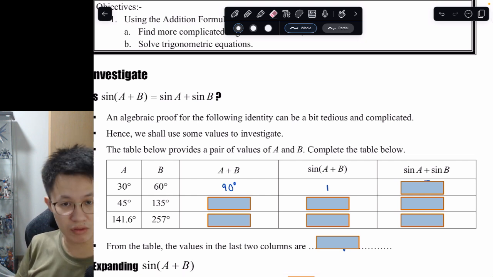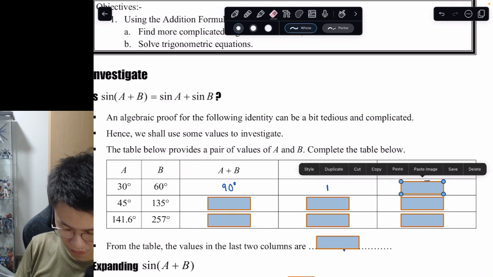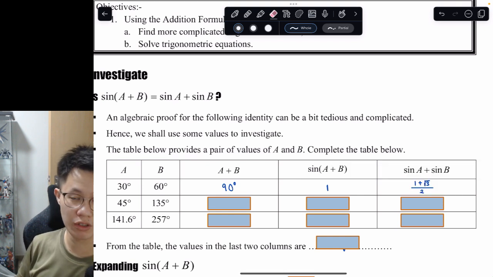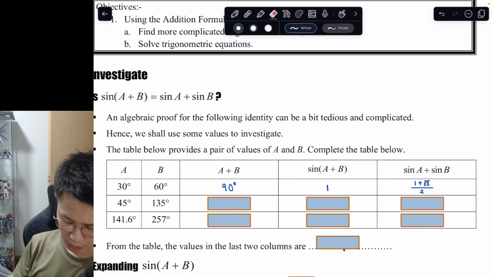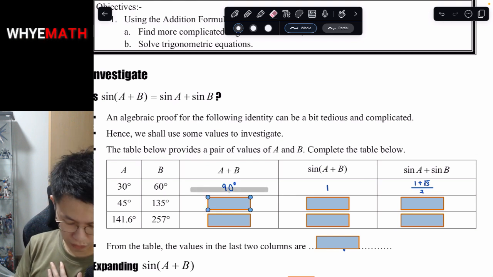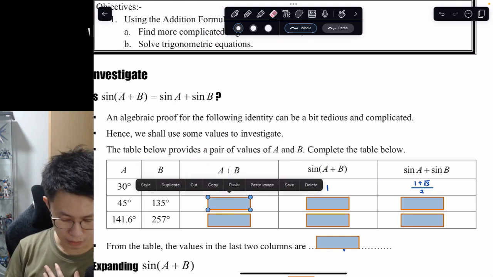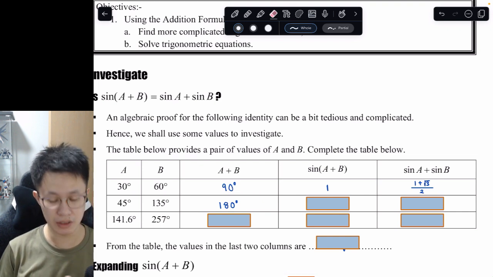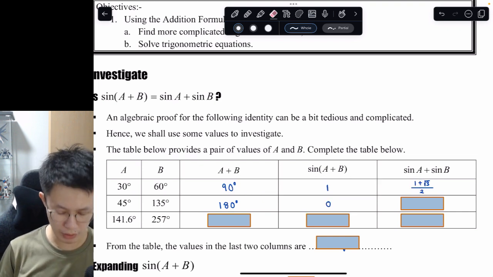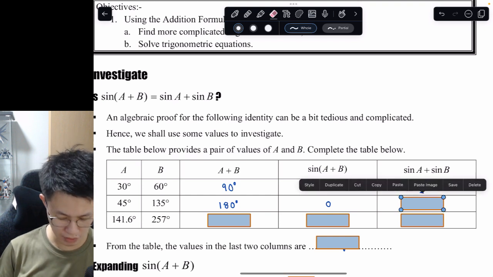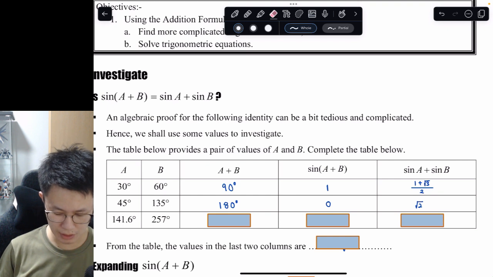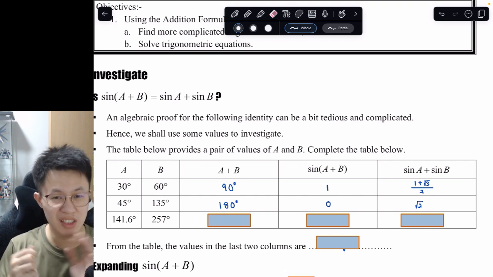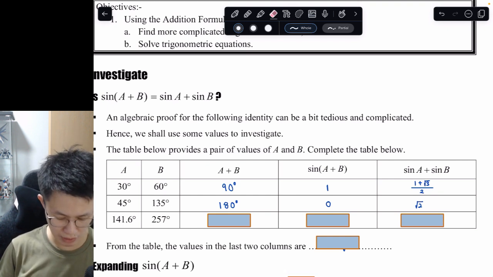Sine 30 is a certain value, and sine 60 is also another value, and it will give us 1 over 2 plus square root 3 over 2, which is not equal to 1. Okay, so we can also do the same for the rest. Same thing, A plus B here is 180 degrees, and sine of 180 degrees is 0. And last but not least, sine A plus sine B, if you do it individually, sine of 45 degrees and sine of 135 degrees, you will get square root 2.